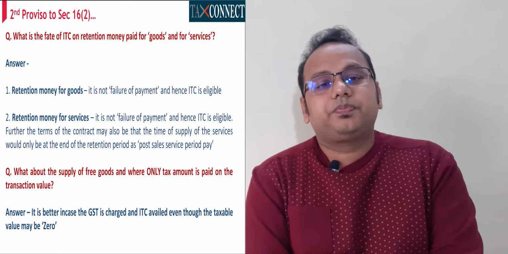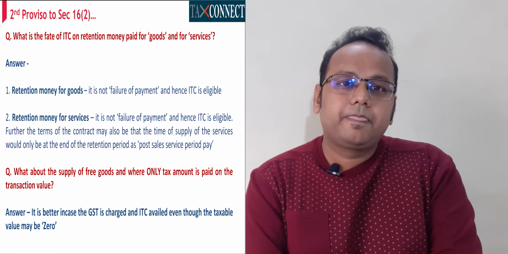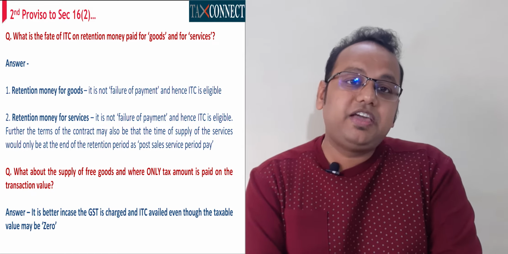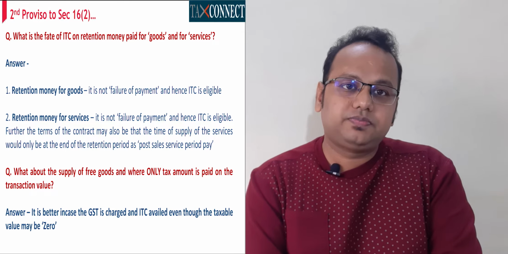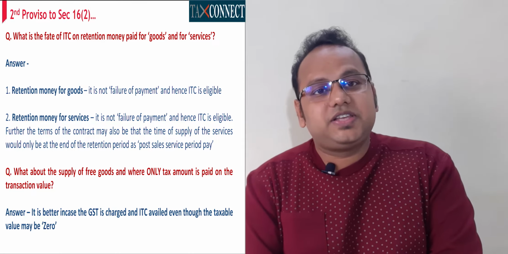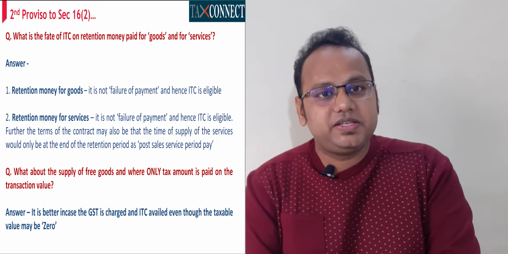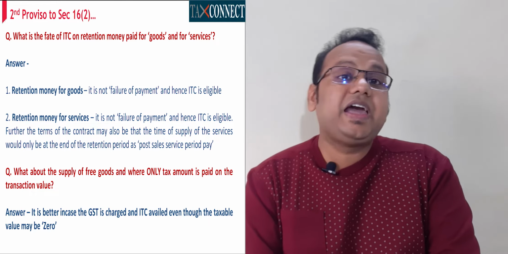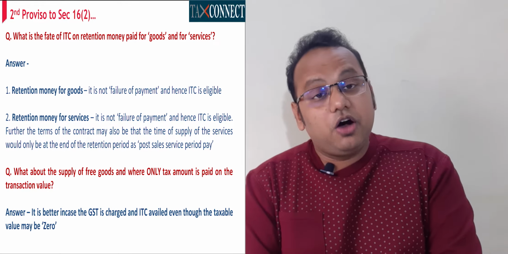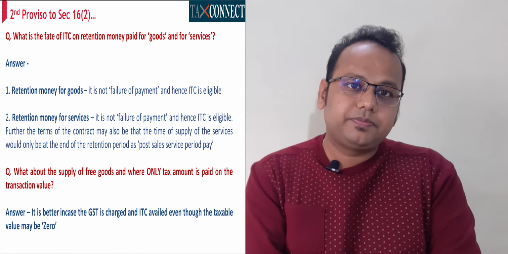Now, the question is, what about the case where only the tax is paid? Say for example, free supply of goods. Say A supplies goods free of cost to B, say warranty supplies. However, since A has taken the input tax credit, it also has to charge the output tax. So, the transaction value of the goods is say 1 crore rupees.